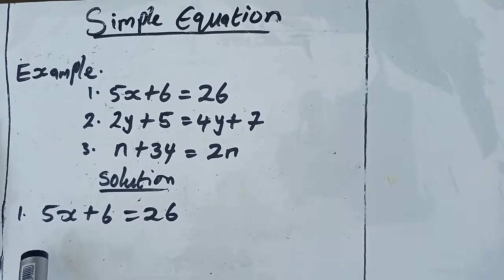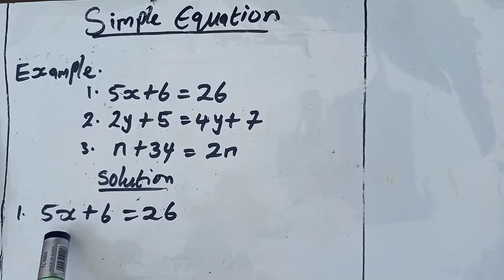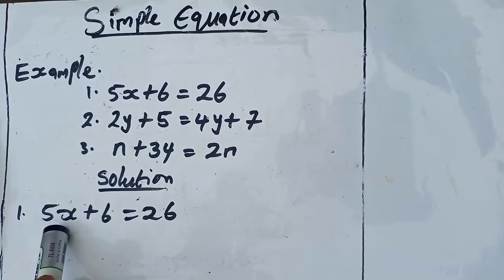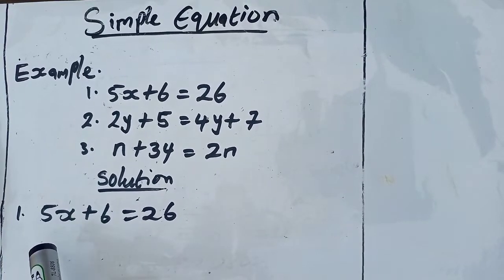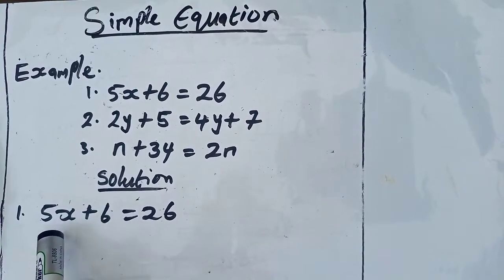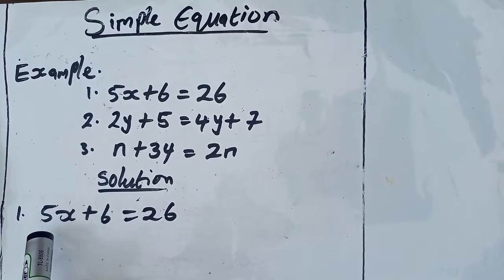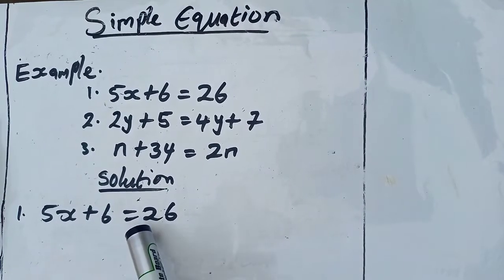So let's identify the known and the unknown. From here, we have 5x plus 6 equals 26. 5x here is unknown. Why is it unknown? Because we don't know the value of x. x could be anything. So anything that goes with x is unknown. So our 5x here is unknown. Then our 6 is known, while 26 is known.